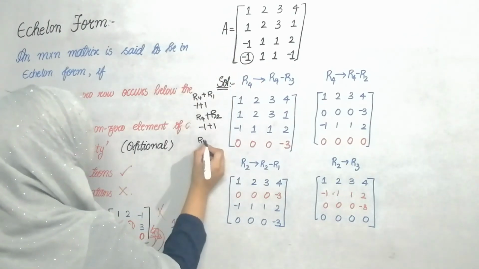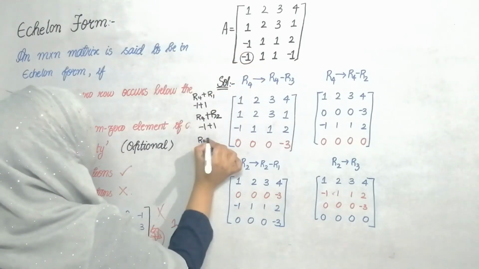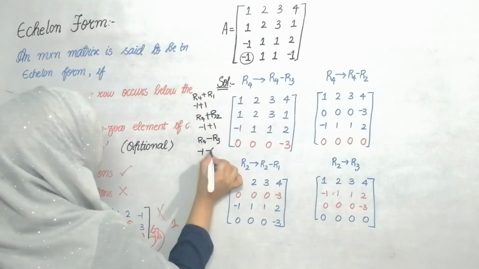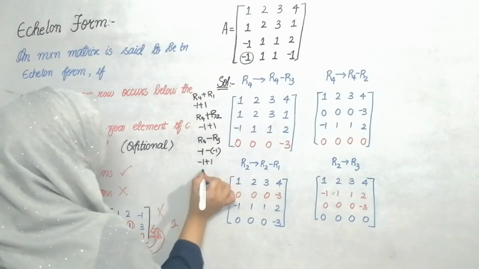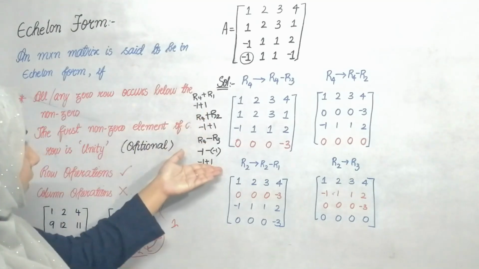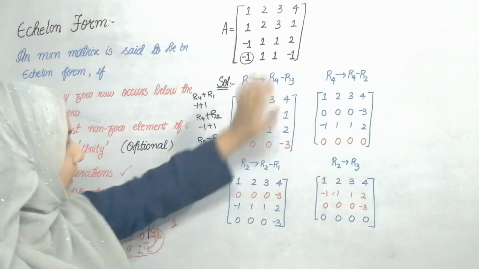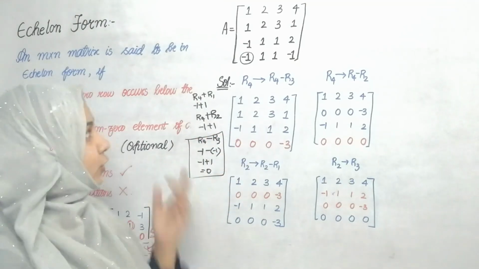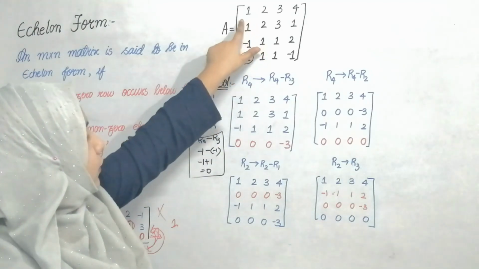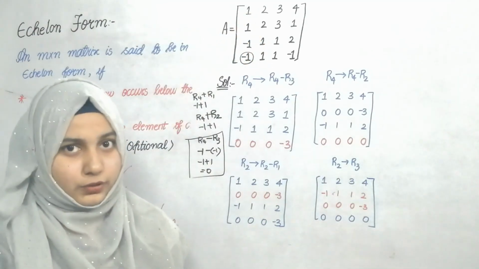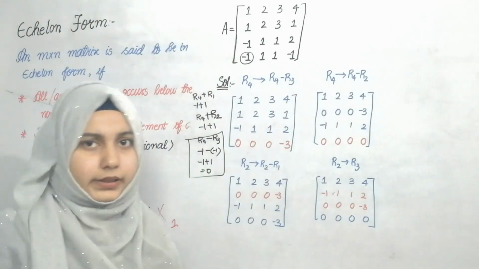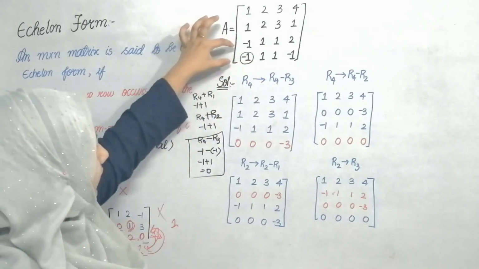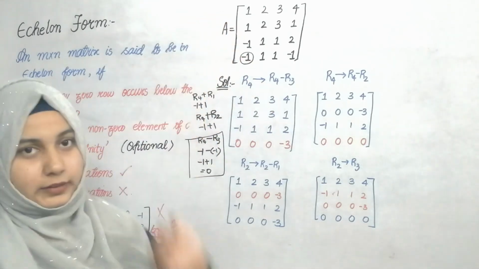Or R4 minus R3, meaning minus 1 minus of minus 1. This will be minus plus 1, which is equal to 0. You can choose any method to make this 0. I am going for this one, subtracting R3 from R4. You can choose any other element if you want, suppose if you want to make first that element 0, it's your wish, you can do that. But what I am doing is making this element 0 and I am going to subtract R3 from R4.